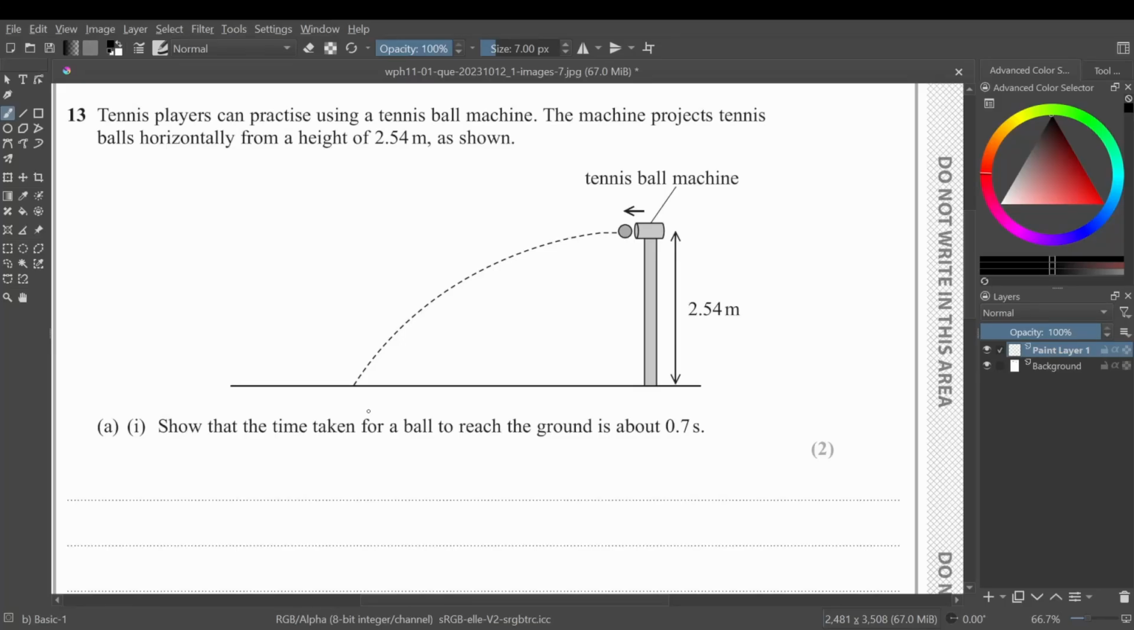Okay, so we have a question right here. It basically says that tennis players can practice using a tennis ball machine. The machine projects tennis balls horizontally from a height of 2.54 meter. Part A: show that the time taken for a ball to reach the ground is about 0.7 seconds.